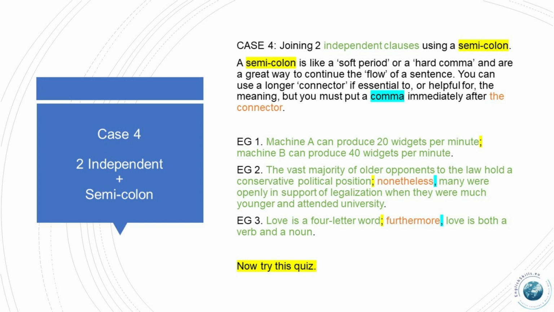The final thing we'll look at here now is, when we're dealing with independent clauses, use a semicolon sometimes in your academic essay. Obviously, when you're speaking, it's not going to be the same. So, a semicolon is like a soft period or a hard comma. And they are a great way to continue the flow of a sentence. Something you'll be given points for in your essay is the flow of the essay, the information, how it all flows through to your final point or points.